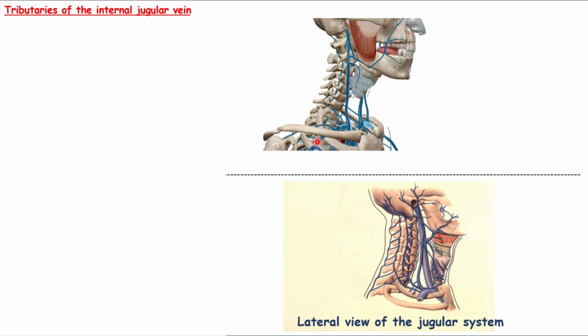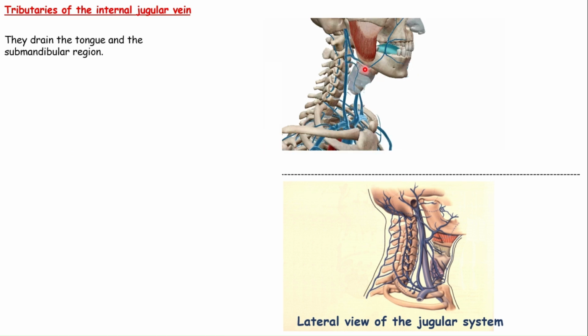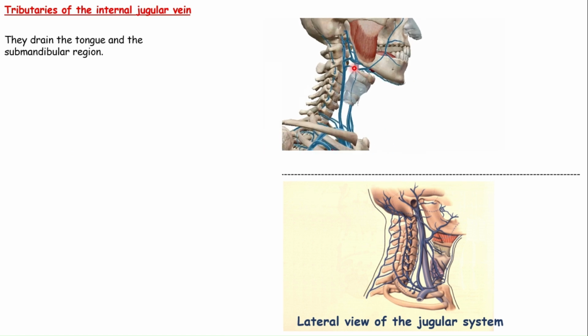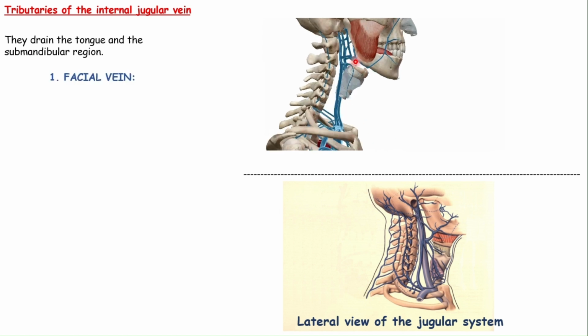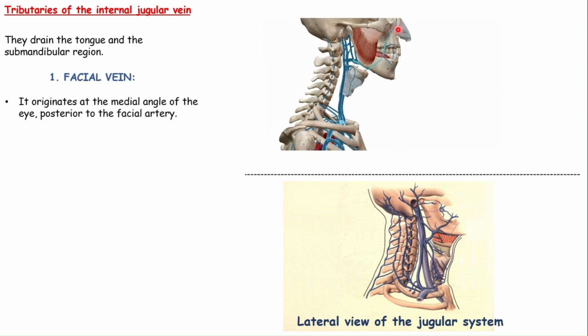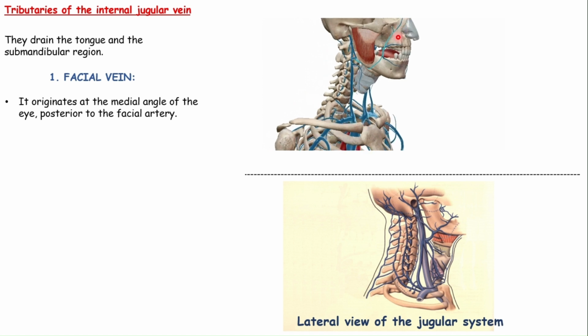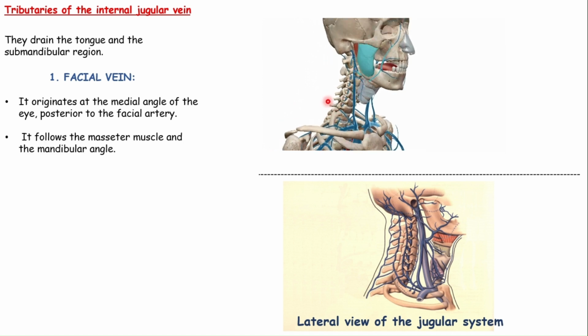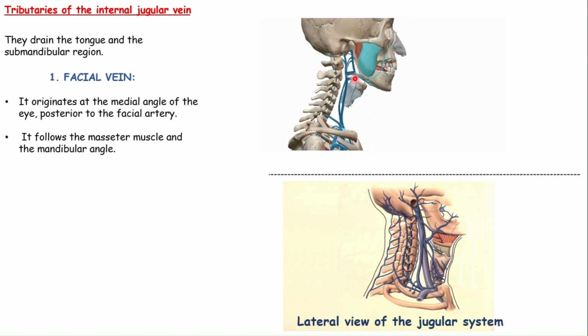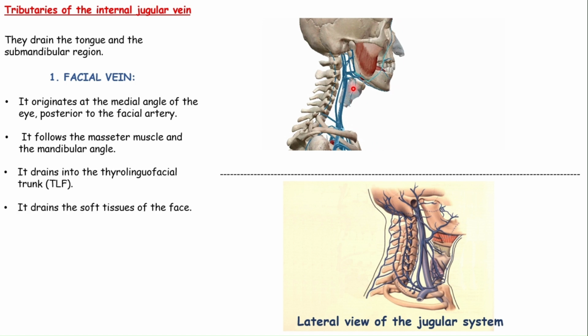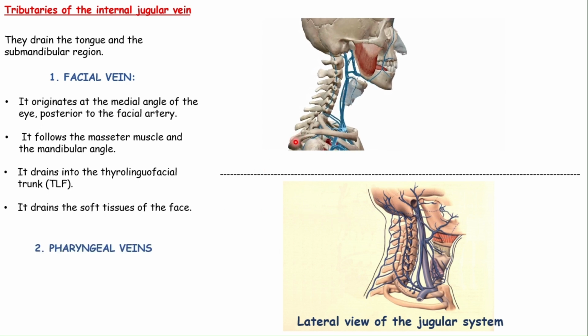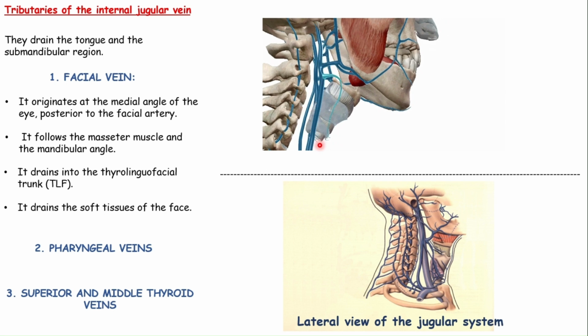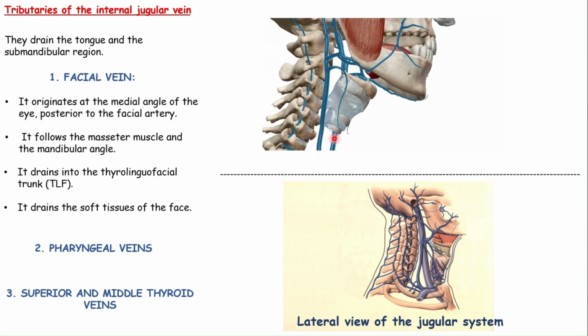The tributaries of the internal jugular vein drain the tongue and the submandibular region. The facial vein originates at the medial angle of the eye, posterior to the facial artery. It follows the masseter muscle and the mandibular angle. It drains into the thyrolinguofacial trunk and drains the soft tissues of the face. Other tributaries include the pharyngeal veins, the superior thyroid veins, and the inferior thyroid veins.